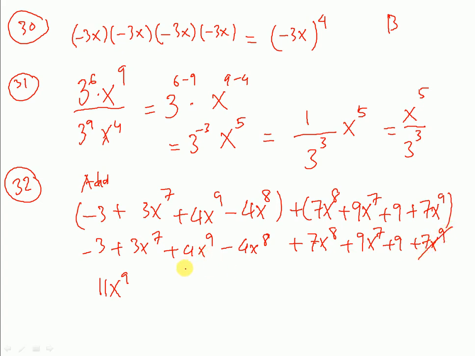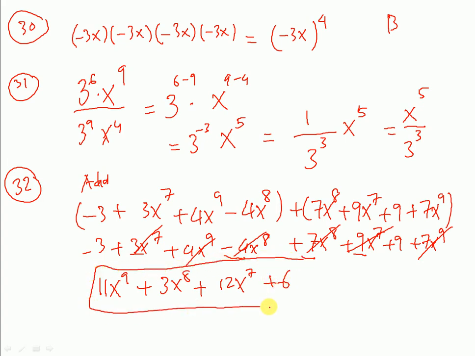So I take care of this term. Now, x to the 8th power, I have minus 4, I have 7, right? Minus 4 plus 7 gives me 3x to the 8. So I have positive 3x to the 8. So I take care of this 8th exponent. The next one is the 7th power. I have 3 and I add 9, which gives me 12x to the 7. So I take care of this one, and the remaining terms are 9 minus 3 gives me positive 6, and this should be the answer.